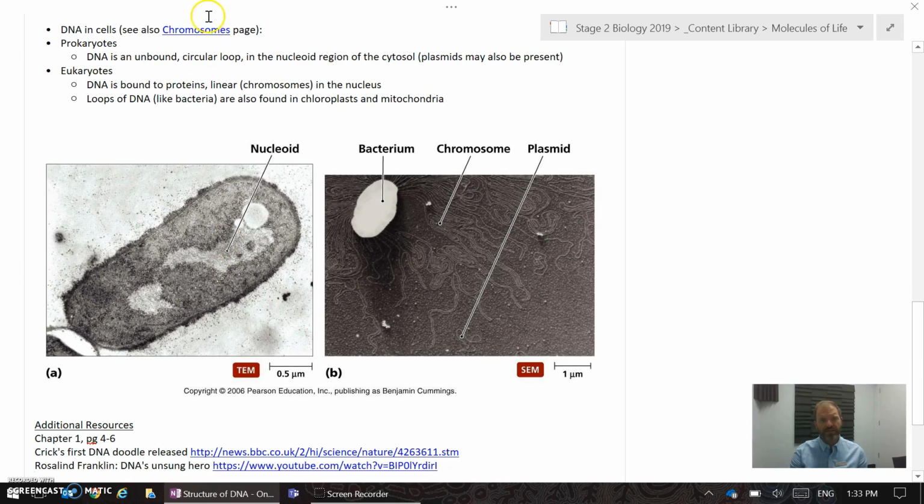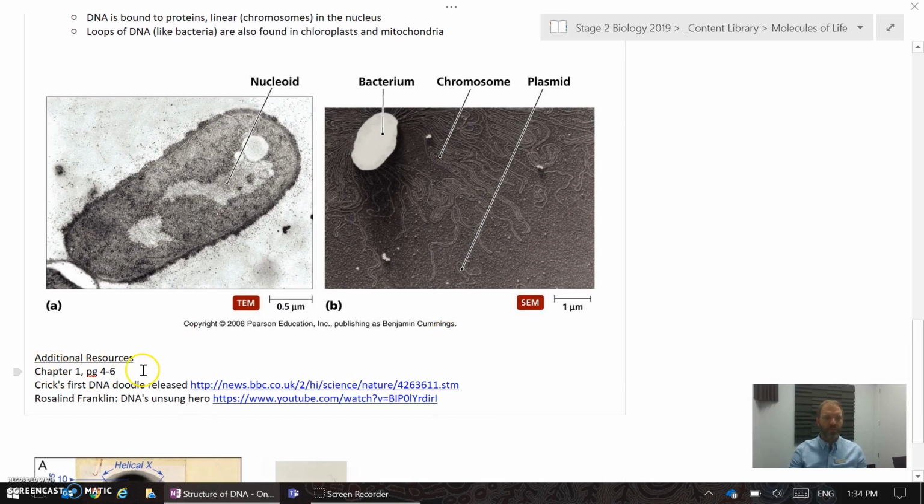In eukaryotic cells, and you'll have to look at the chromosome page to see that, DNA is in linear chromosomes, which have a start and an end. For humans, we have 46 of them, and they're in the nucleus. But we also have small loops of DNA, a little bit like plasmids, that are found inside the chloroplasts and mitochondria, because they have their own DNA. And if you want to know more about that, look at the endosymbiosis video.